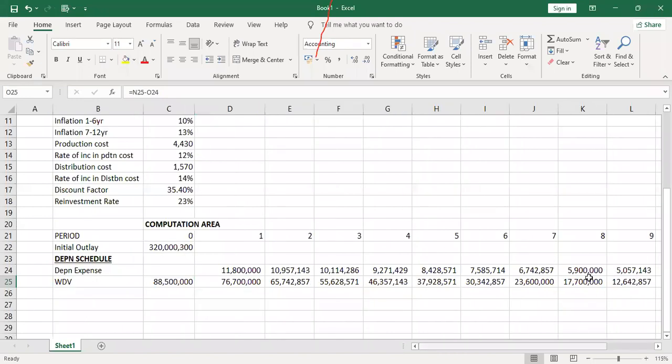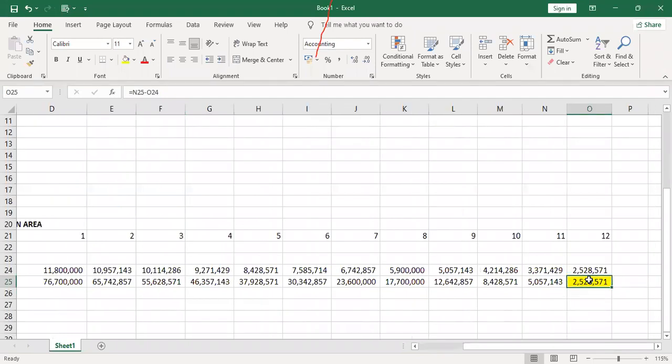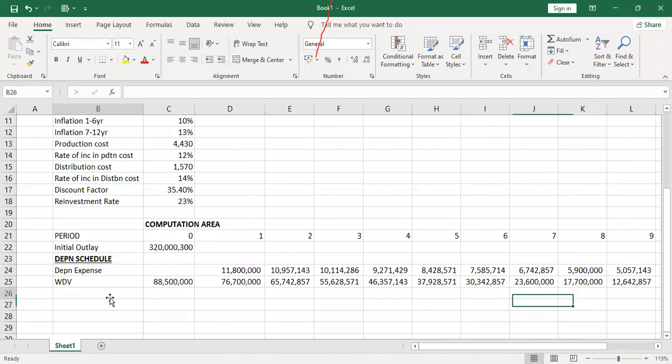So that is our depreciation schedule. I want you to highlight the written down value in year 12, because the written down value in year 12 will be a cash inflow. Good. Next, we need the revenue schedule. So we'll come here and type revenue schedule.